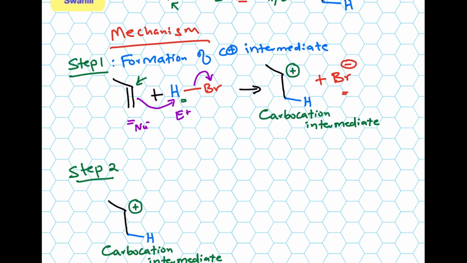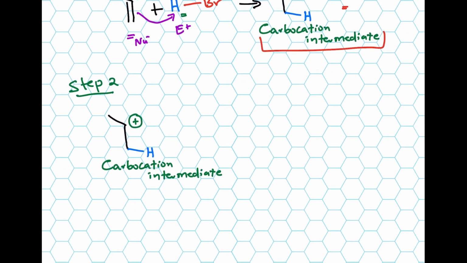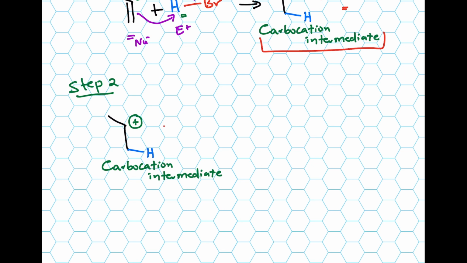In step 2, you bring both of these two groups, the carbocation intermediate and the bromide ion, and use them as the starting material for step 2. So with the bromide ion. Now you can clearly see that the bromide ion has a higher electron density, so that becomes a nucleophile for step 2, while the carbocation carbon has low electron density, so that becomes the electrophile for step 2. So basically what happens in step 2 is that the nucleophile, the bromide ion, attacks the carbocation intermediate.